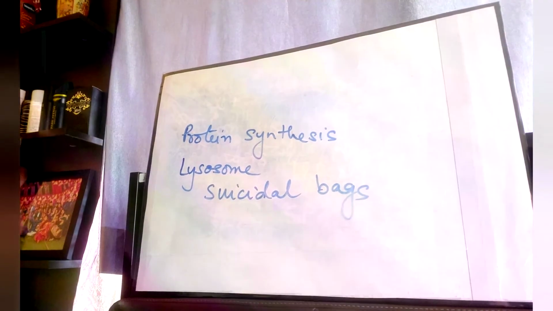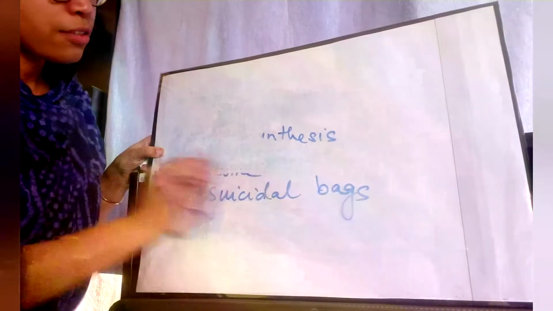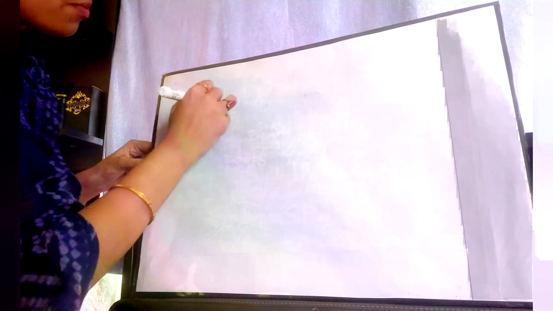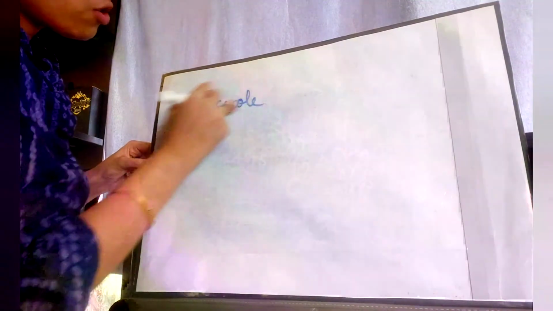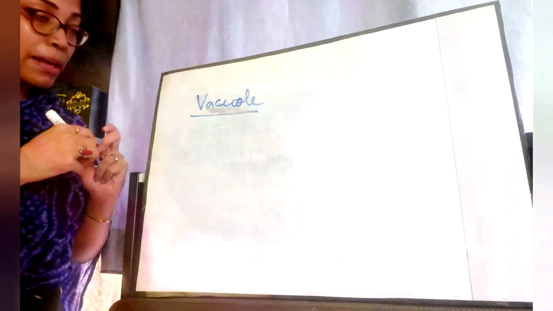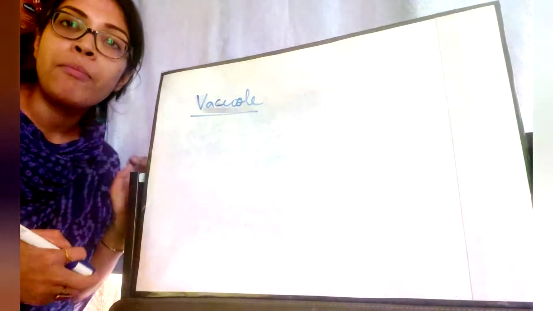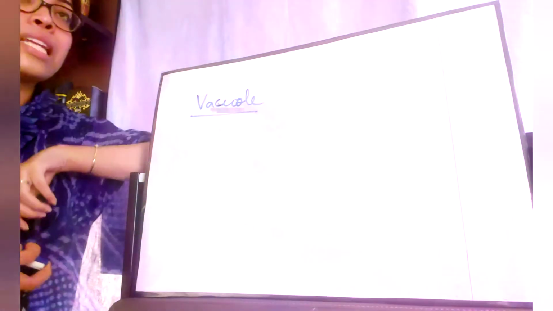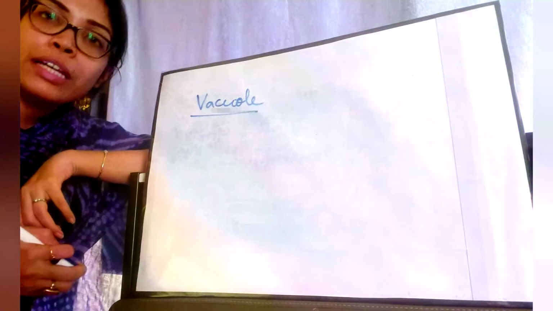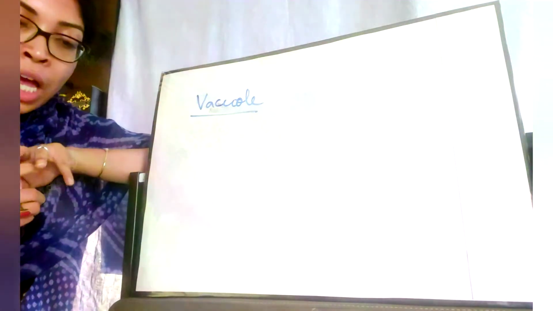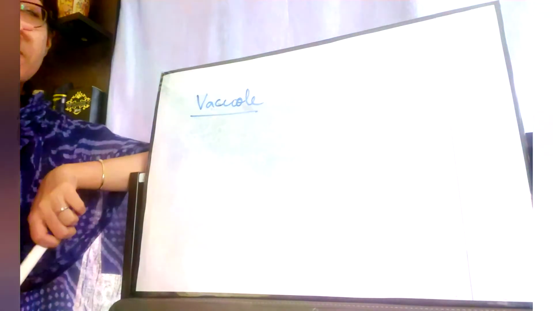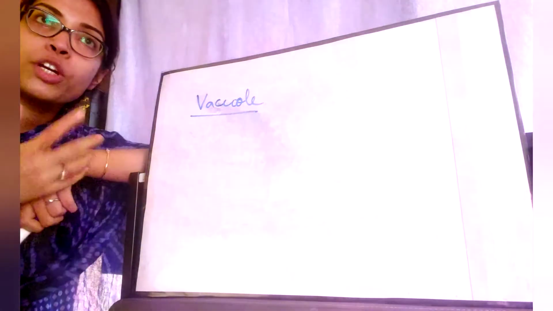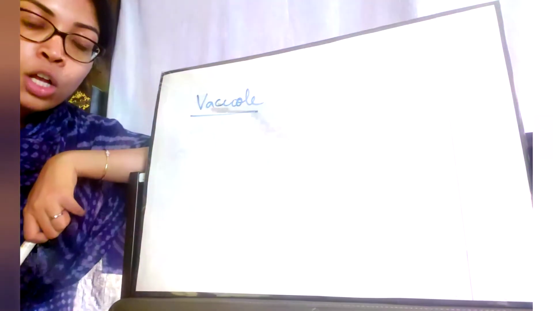The next cell organelle that you have is the vacuole. Previously this one also you have read. Vacuoles are basically found more in number and larger in size in plant cells, and in animal cells they are smaller in size and also few in number. Now what is their main function? They are used mainly for storage purposes.